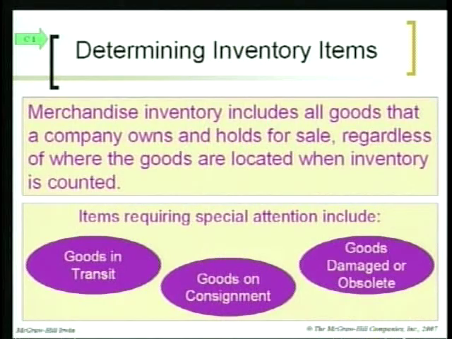Okay? So there's a number of questions we have to tackle. One of them is, what items do we even include in our inventory? Well, we're going to include all goods that a company owns and holds for sale, regardless of where the goods are located. We need to take into account all inventory, regardless of where they are located when the inventory is counted. What does that mean? That means we're going to have to pay special attention to 3 categories: goods in transit, goods on consignment, or damaged or obsolete goods. Let's handle those in turn.